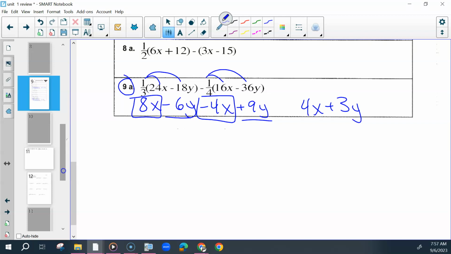Alright, so don't get tripped up by the fractions. It's the same process as before. Just distribute, multiply. Use your calculator to double check.